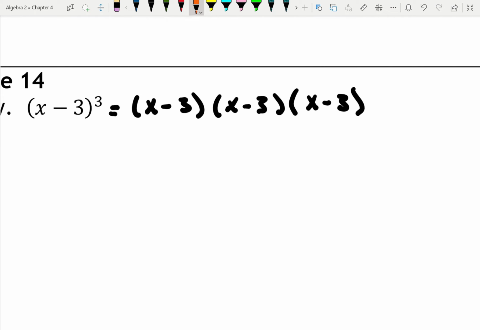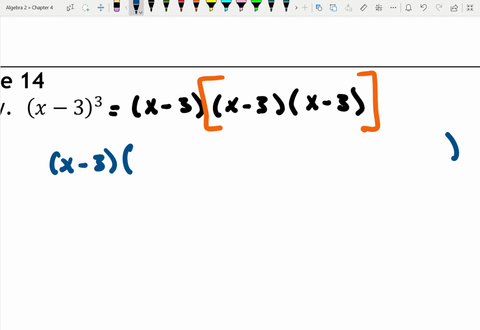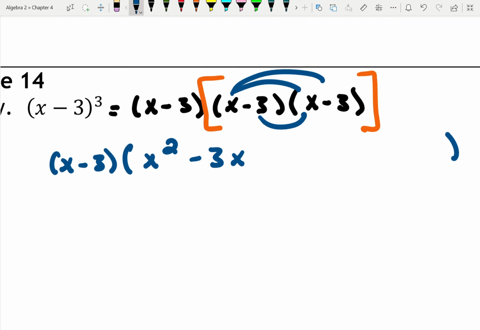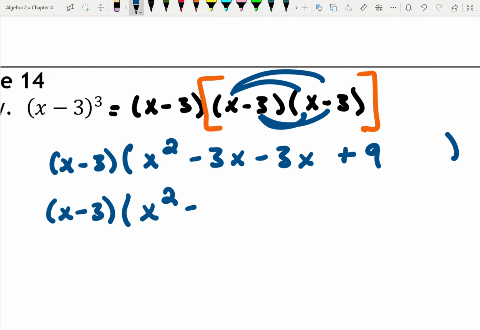And then what we do here is we group 2 of them. So I'm going to group these last 2, and I'm going to multiply those out first. So I'm going to have x minus 3 hanging out front. And then I'm going to have big old parentheses whenever I distribute out. We're going to have x squared minus 3x minus another 3x, and then plus 9 on the end. Now I'm going to combine like terms. So I get x minus 3, times x squared minus 6x plus 9.